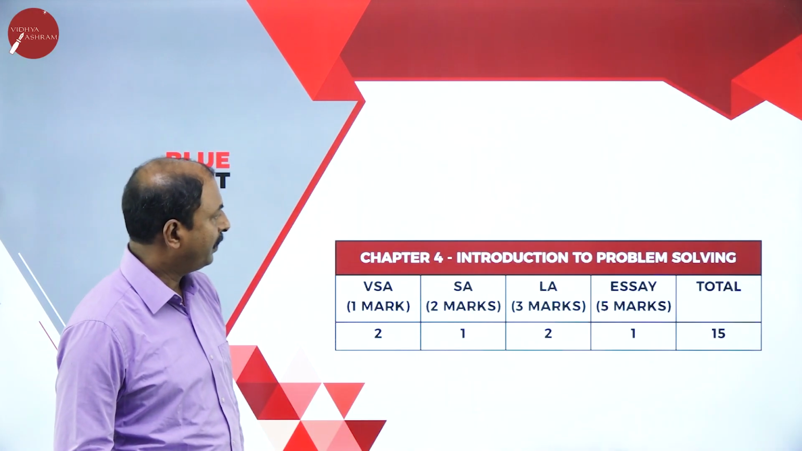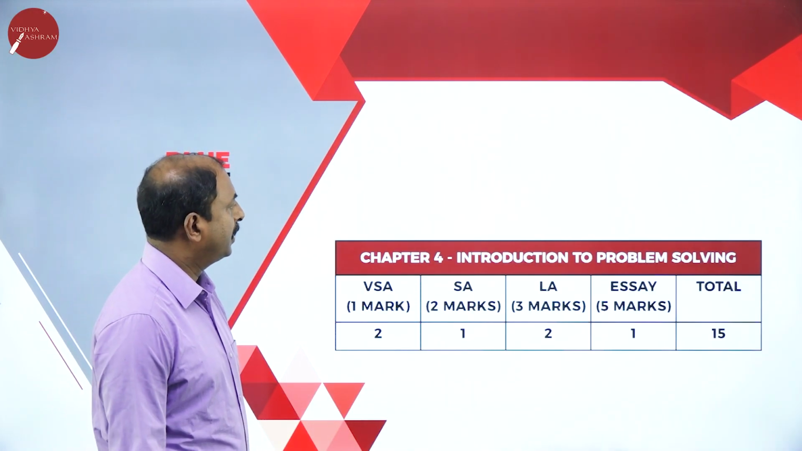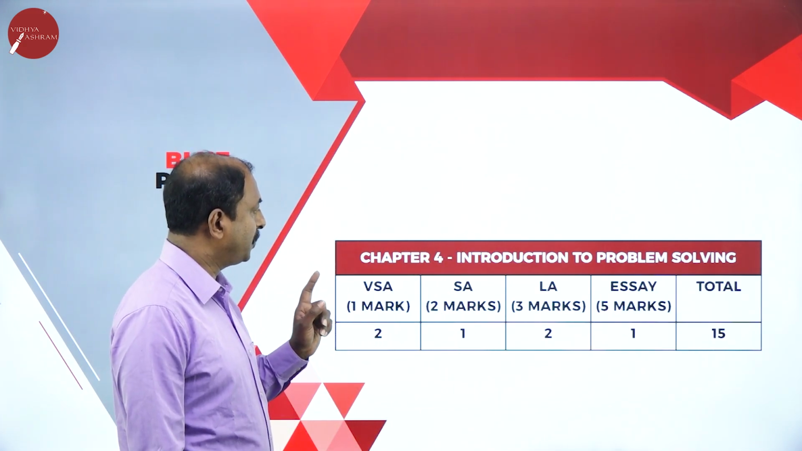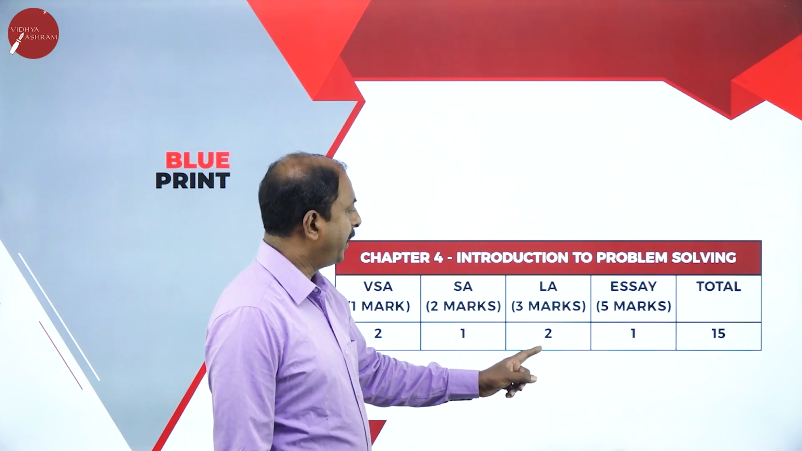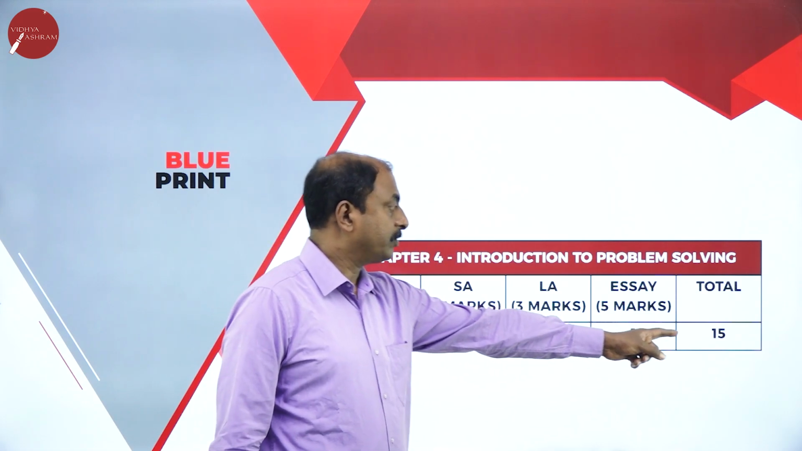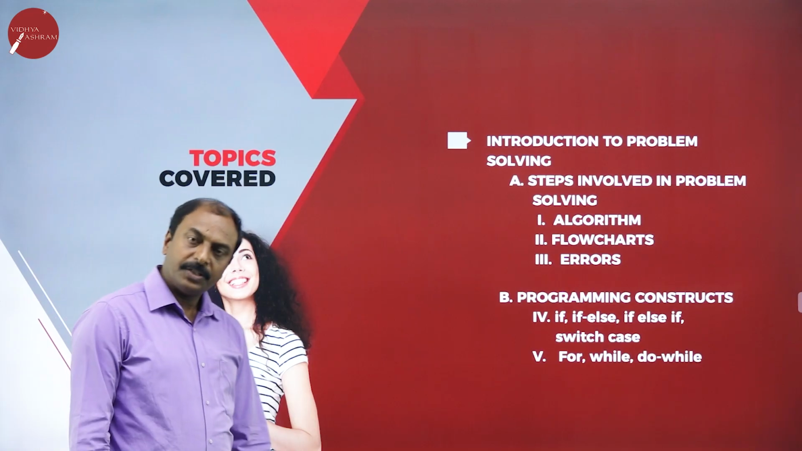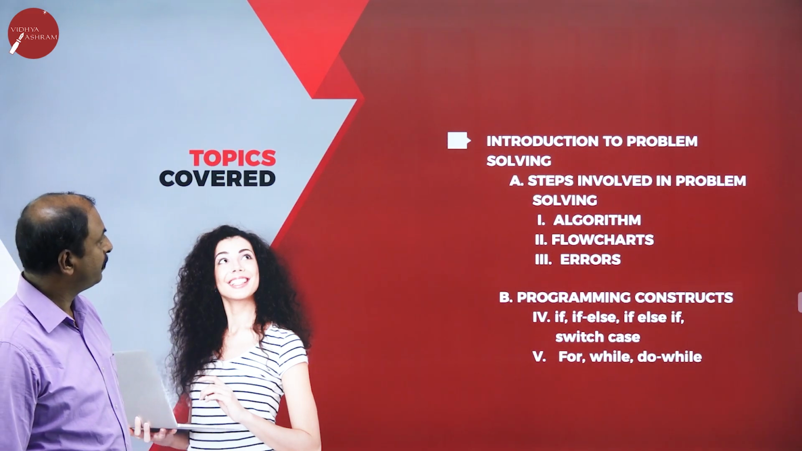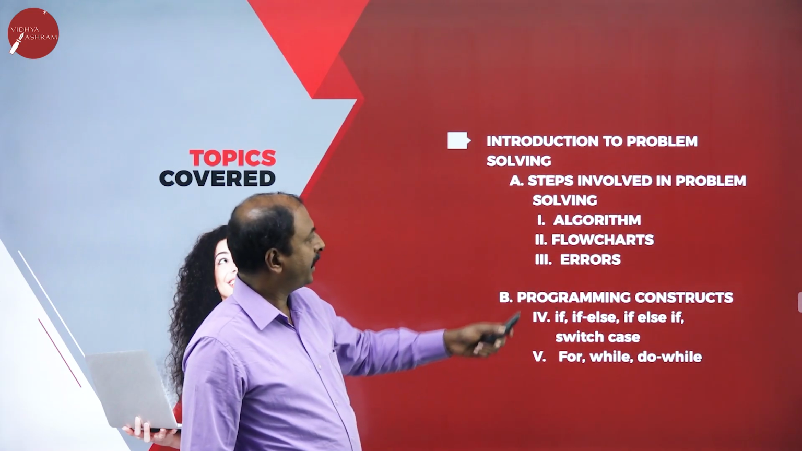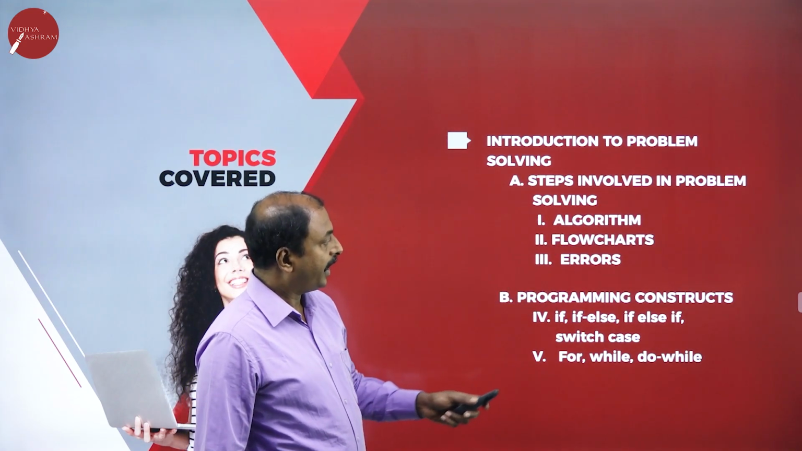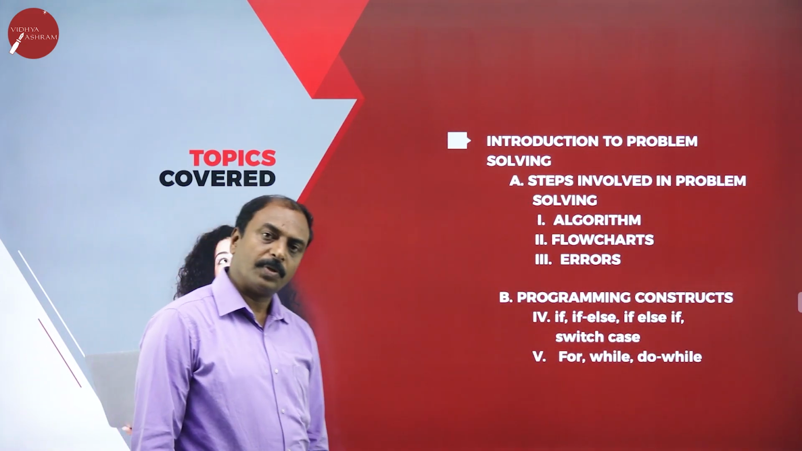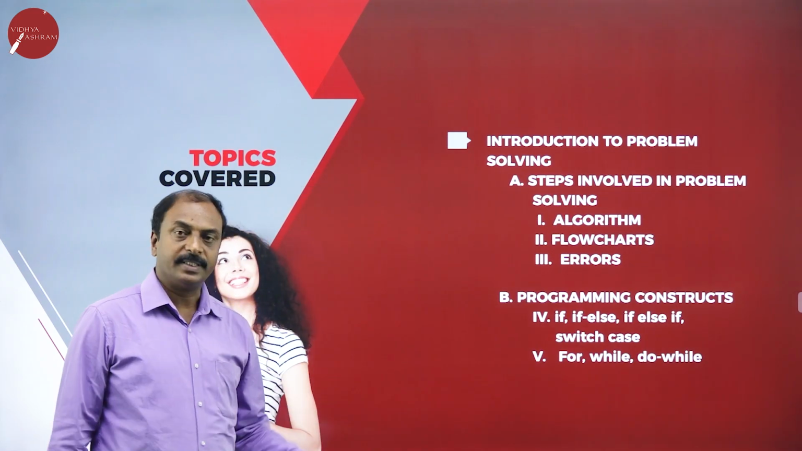Now in the next slide, we will see the weightage of the chapter. The weightage of the chapter is 15 marks. Here, there are 2 one-mark MCQs, 1 two-mark question, 2 three-mark questions, and 1 five-mark question. So, the total weightage of the chapter is 15 marks. In this chapter, we are going to discuss the introduction to problem solving. Under that, steps involved in problem solving like algorithm, flowchart, errors, programming constructs, programming techniques, and different types of programming methods. All these we are going to discuss in this chapter.